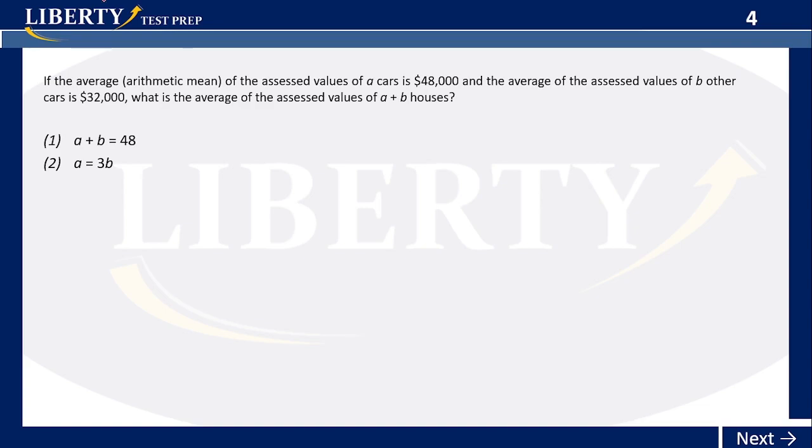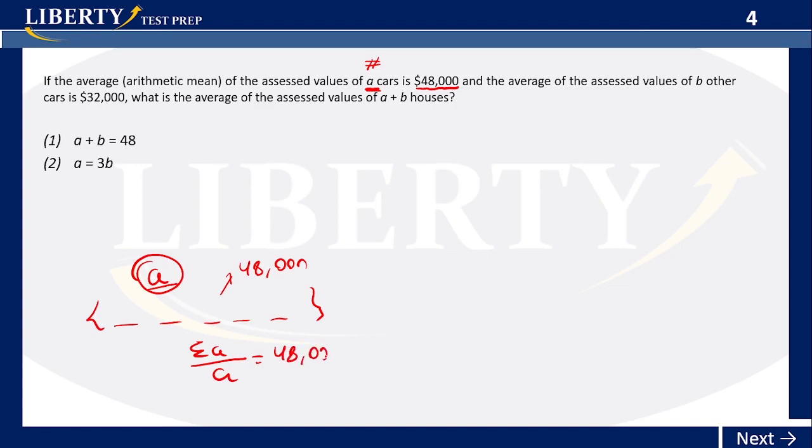Very good. So if the average, the mean of the assessed values of A cars, that's the number, right? Number A of cars is 48,000. So let's say you have a first set, and you have a number of values, right? That number of values is A. A could be 5 elements, 6 elements, whatever number of elements you have, it's A. And they tell you that the average of this set is 48,000. Okay? So the sum of A divided by A is equal to 48,000.